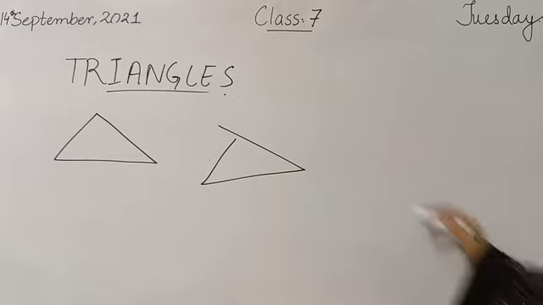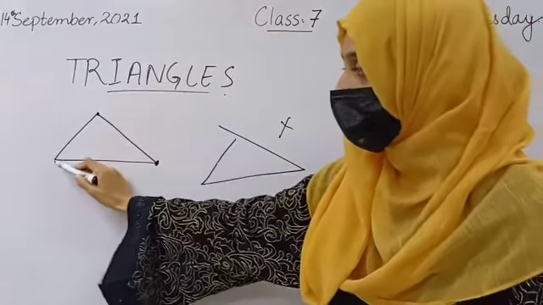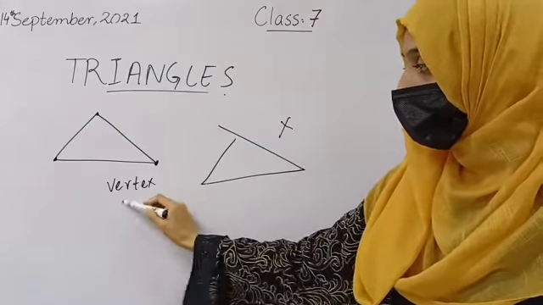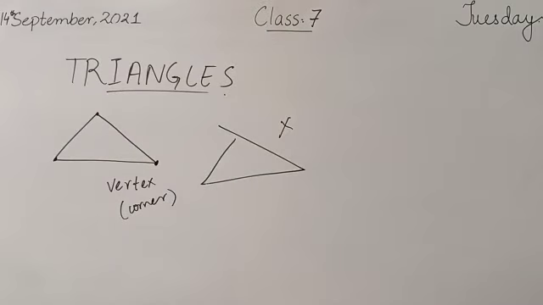These are the vertices of a triangle. Vertex. This is also a vertex and this is also a vertex or corner. And the plural form of vertex is vertices. Okay?